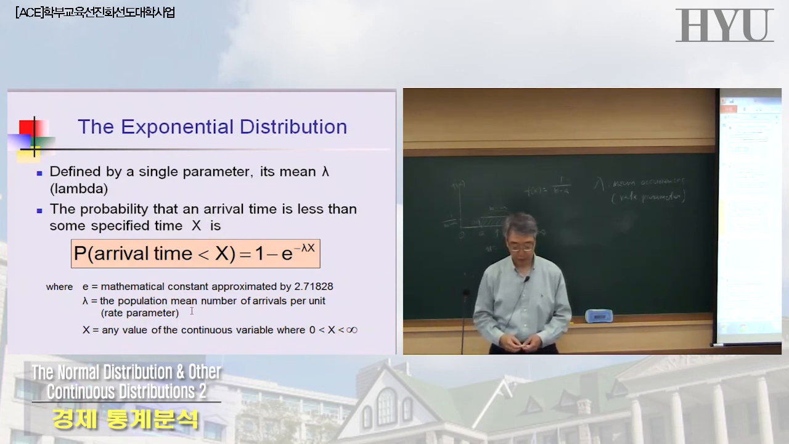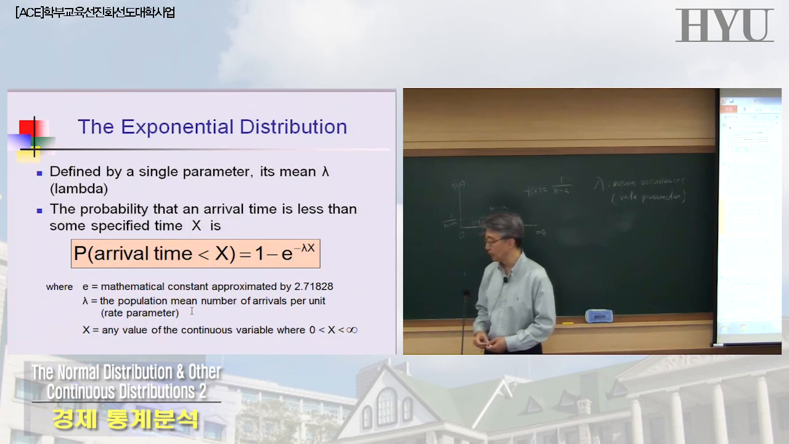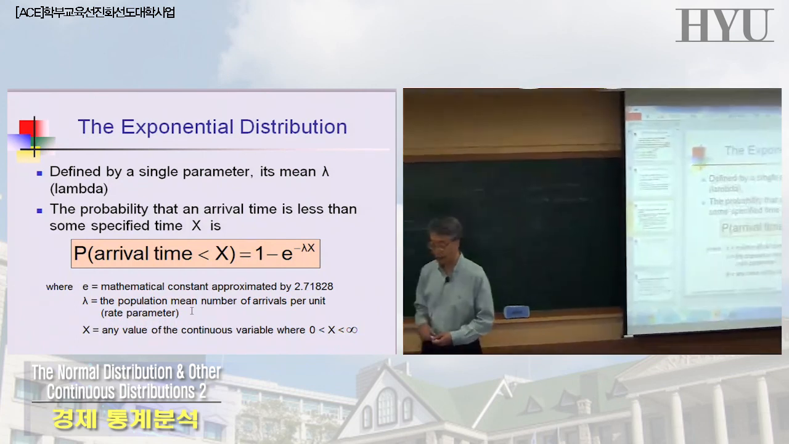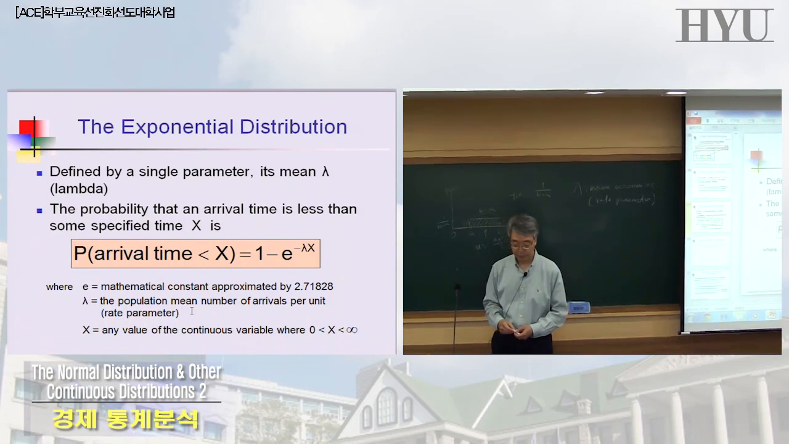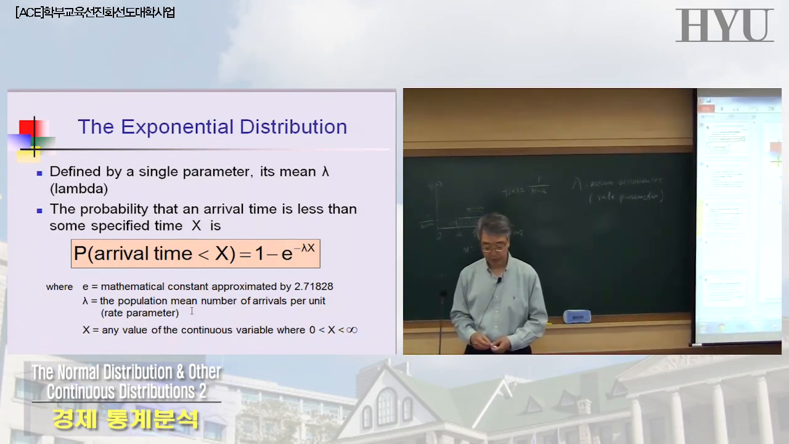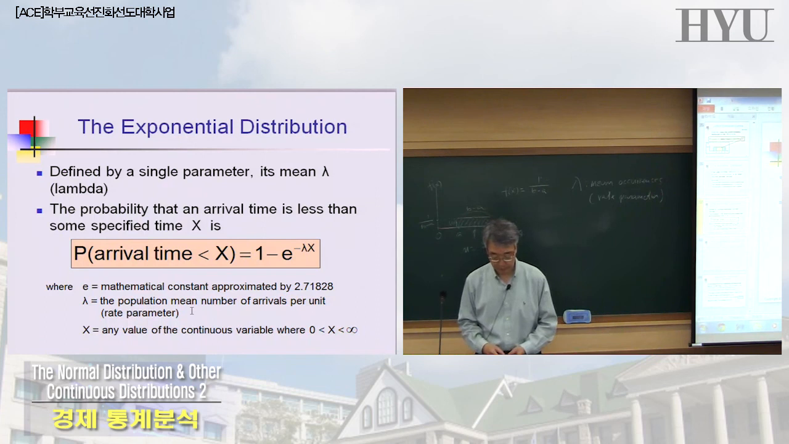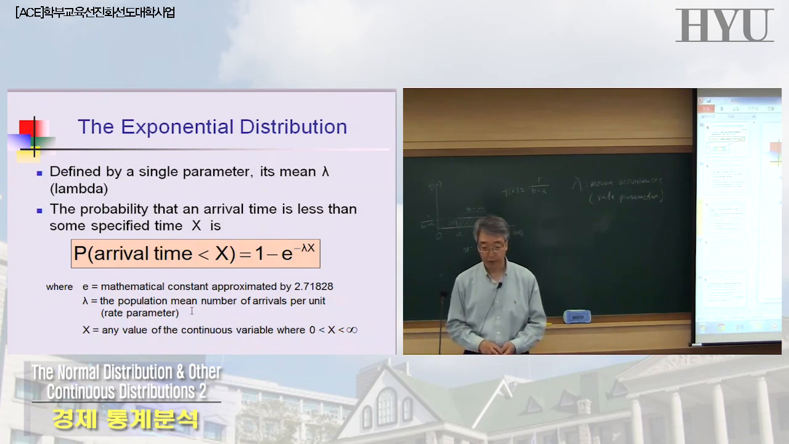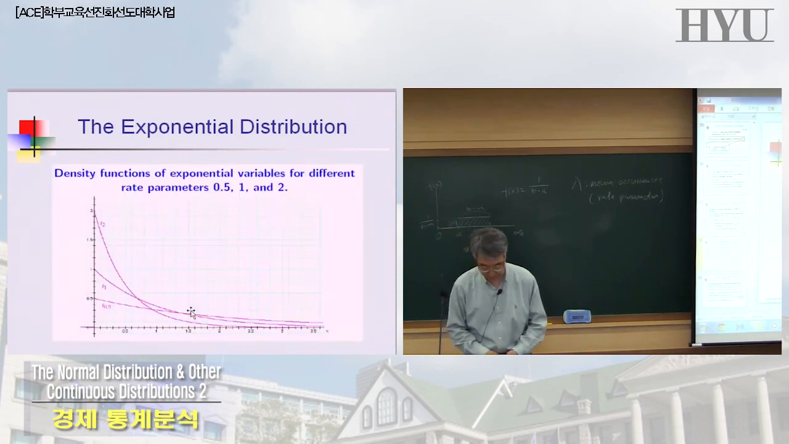All right, so the actual formula: the probability that arrival time will be less than x. Again, whether you include the equal sign or not with that less than sign doesn't matter. It doesn't make any difference. So the probability that arrival time is less than x is 1 minus e to the power of negative lambda times x. And you know what e is, and so on. So to solve this kind of problem, you would need a calculator that can handle the power, right?